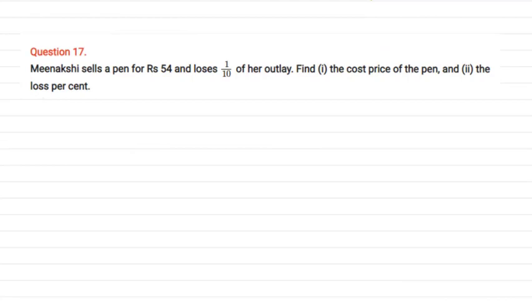So here this is question number 17. Meenakshi sells a pen for rupees 54 and loses 1/10 of her outlay. Here this word is outlay. Outlay means cost price. Okay, she is losing 1/10 of the cost price. Now you have to find out the cost price of the pen and also the loss percent.